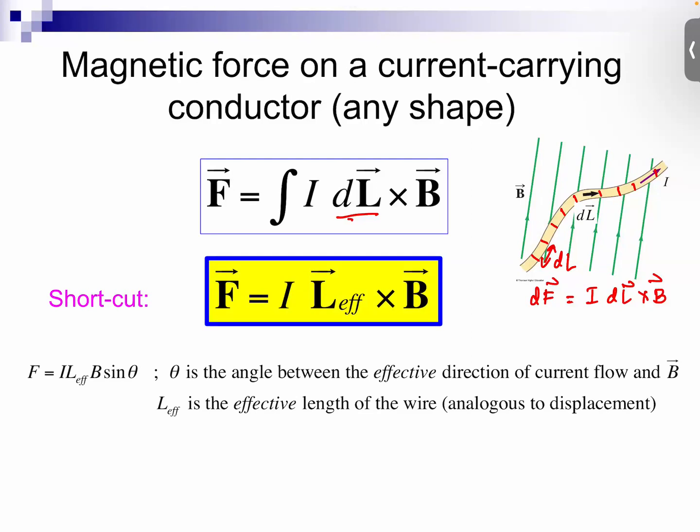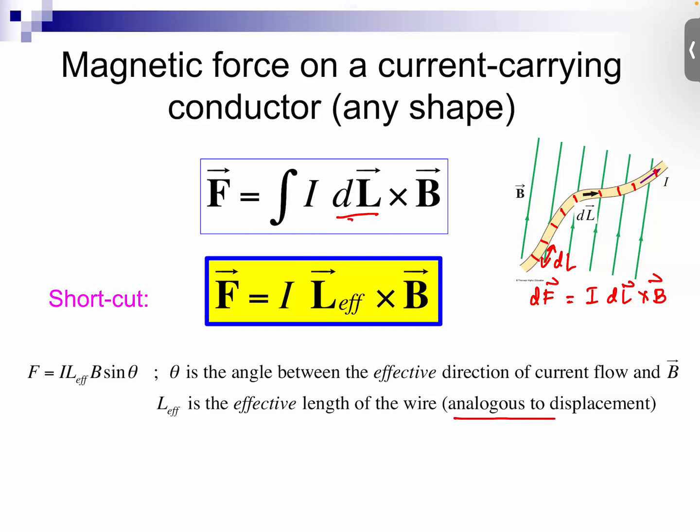You don't have to cut up the wire into small segments, and you don't have to add up all the forces of those small segments. What you can do is effectively get an effective length over which the current is flowing and use that as the length of the wire that carries the current that experiences the magnetic force. By doing so, you don't have to evaluate the integral and you don't have to add up individual forces. All you need to do is find this effective length. What is this effective length?